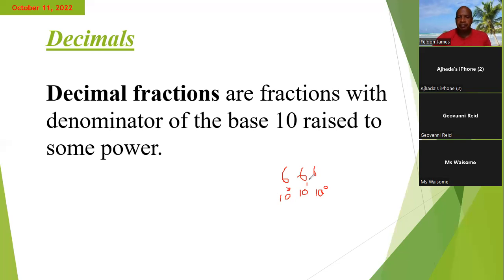So really, in essence, when you're writing 666, what it really means is 6 times 10 to the power 2, plus 6 times 10 to the power 1, plus 6 times 10 to the power 0. That's what it's actually saying. Now, 10 squared would be what? 10 to the power 2 is what? 100, sir. Right, so this would be 6 times 100.